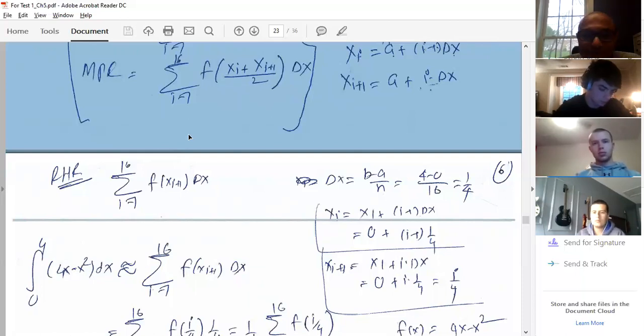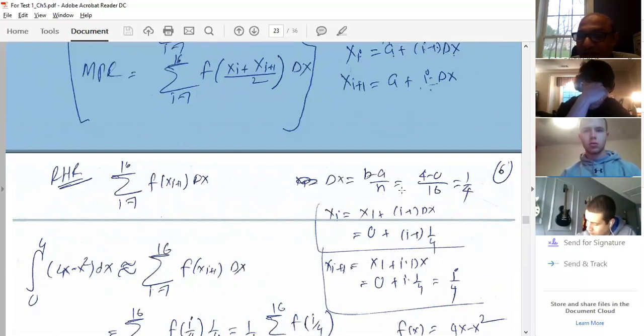Okay, guys, so my right hand rule, f of xi plus 1 delta x, i runs from 1 to n, my n is 16. So I'm writing i equal to 1 to 16, f of xi plus 1 delta x. Agree? Now, my delta x I already fixed. Delta x is b minus a over n, which is 1/4.